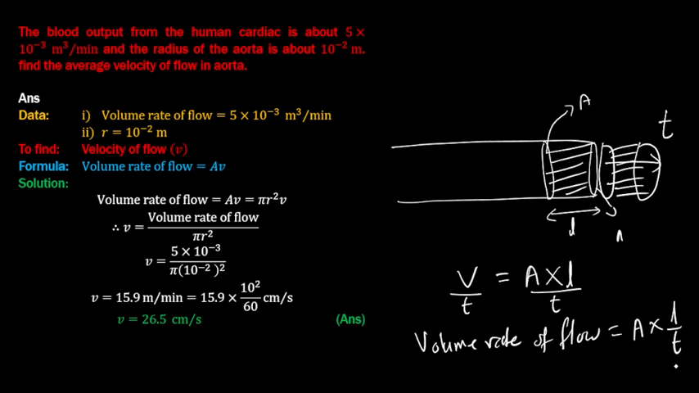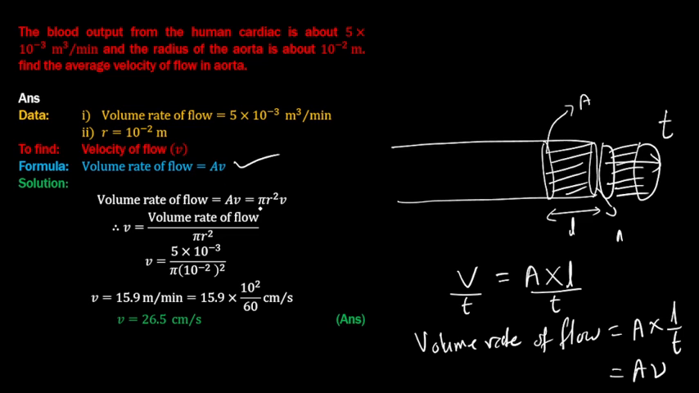So this gives us the flow speed of the fluid. So we write it as AV. So we get the relationship between volume rate of flow and the speed of flow: volume rate of flow equals the area of cross section through which it flows times the velocity of flow. So here is the formula. Using this formula, given the volume rate of flow and the area of cross section, we can find the flow speed.